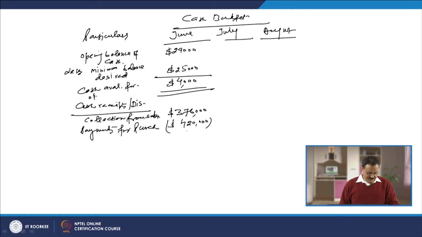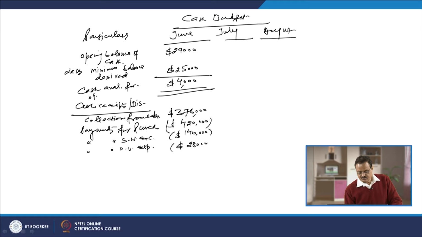So, payment for purchases is going to be 420,000. Then the other payment we are going to make is the payment for salaries, wages and commission. How much is it going to be? We have already calculated that payment, that is $140,000. This is another amount we have to pay. Then payment for other variable expenses, and this amount is how much?